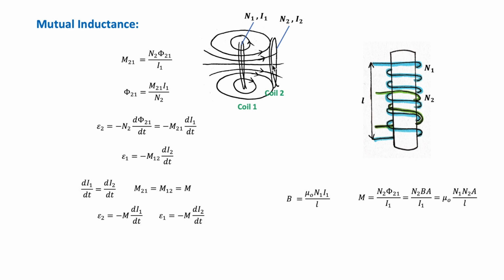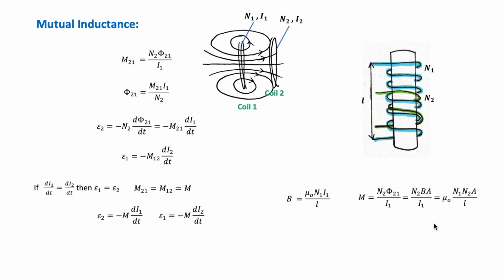So consider two coils next to each other. If I1 is the current in coil 1, which has N1 turns, it will have a resulting magnetic field due to this current, right? And some of the lines of its magnetic field will pass through coil 2, which has N2 turns. Okay? So the flux through coil 2 produced by coil 1 is phi 21, and we define the mutual inductance M21 of coil 2 with respect to coil 1 equal to N2 phi 21 over I1. Okay?